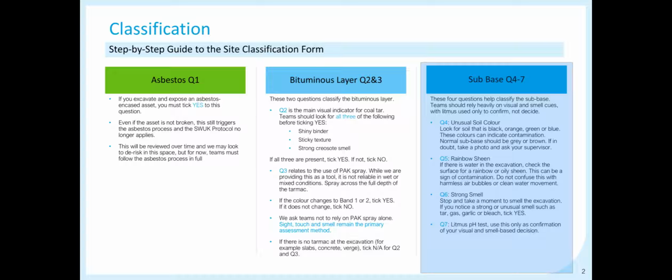There's been some confusion around the colour of water, so to be clear, this question is asking whether you can see a rainbow sheen or rainbow colouring in the water. If there's no rainbow sheen, select No. If the water is brown because you're working in a muddy pit, that doesn't count as coloration. We're specifically looking for a rainbow sheen, like you would see if petrol or oil were present in the water.